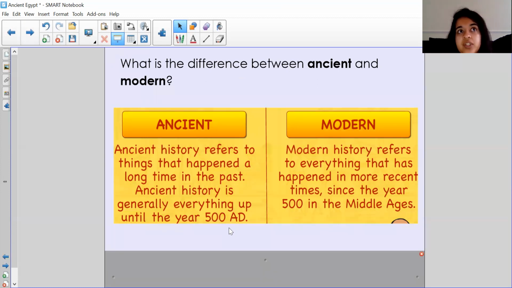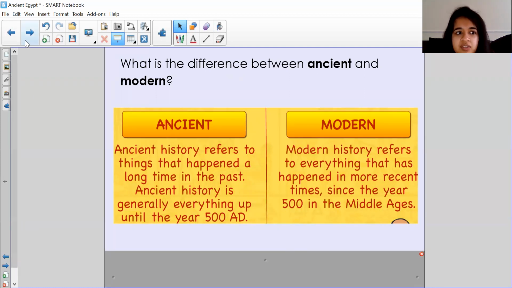If you remember, when we talked about the Stone Age, we were talking about prehistory. And prehistory is when they couldn't write anything down. We had to use different artifacts, and we had to study cave paintings and rock formations to help us understand prehistory. Well, there's prehistory, now there's ancient history, and then we've also got modern history, okay? And that refers to everything that happens recently since the year 500.